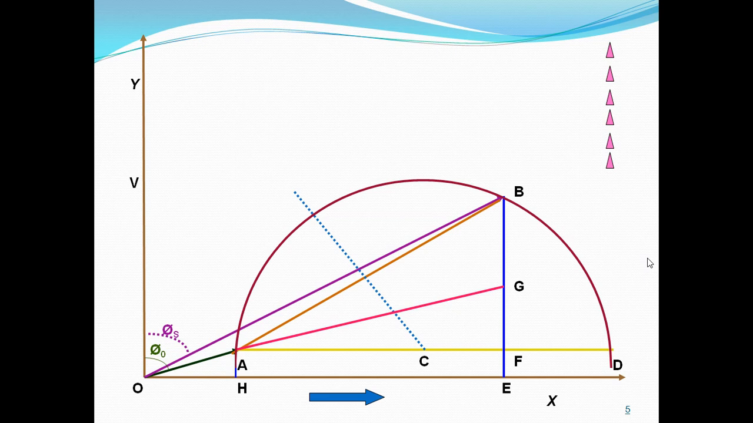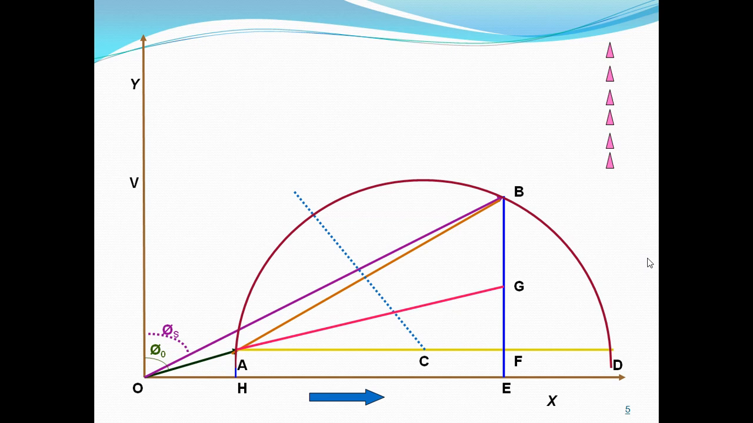So for this, what we have to do? Step one: first we have to calculate I naught and phi naught. I naught and phi naught can be found from the no load test. By choosing a proper current scale, I naught can be drawn as OA.